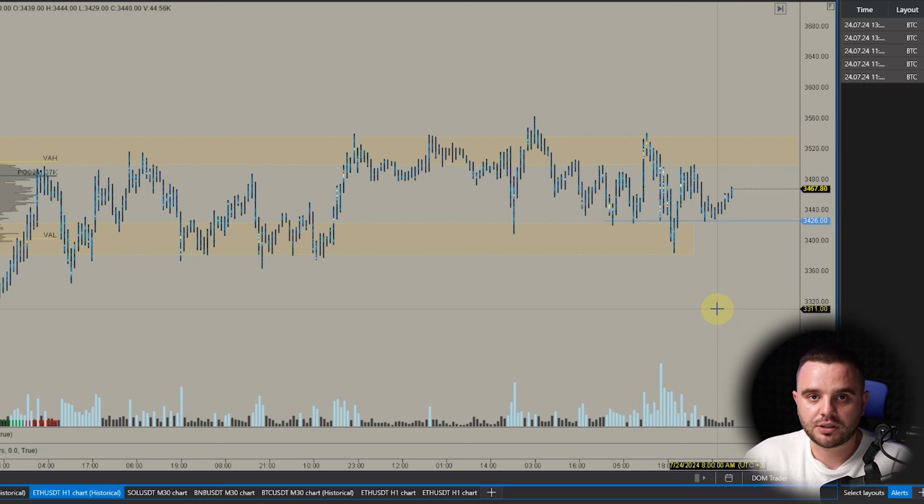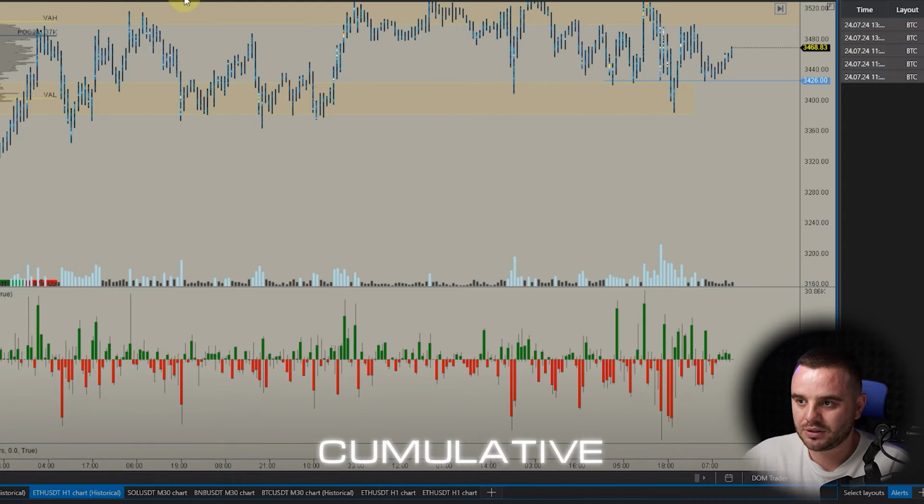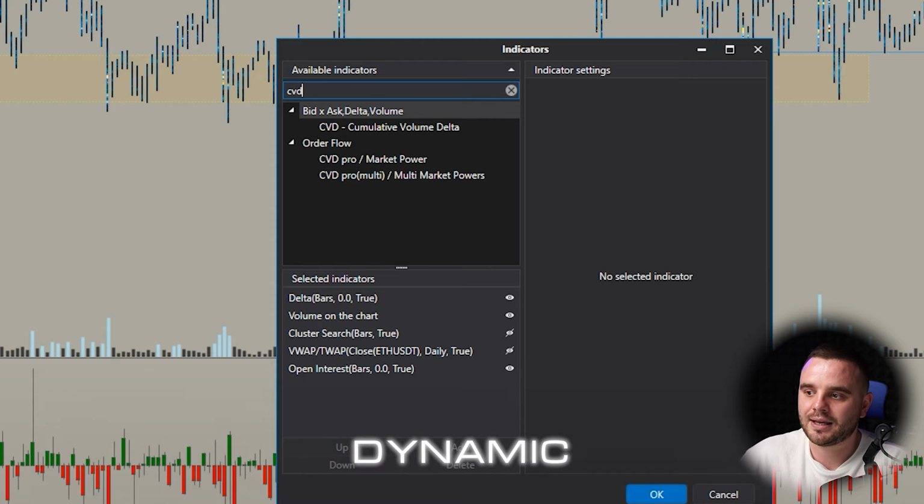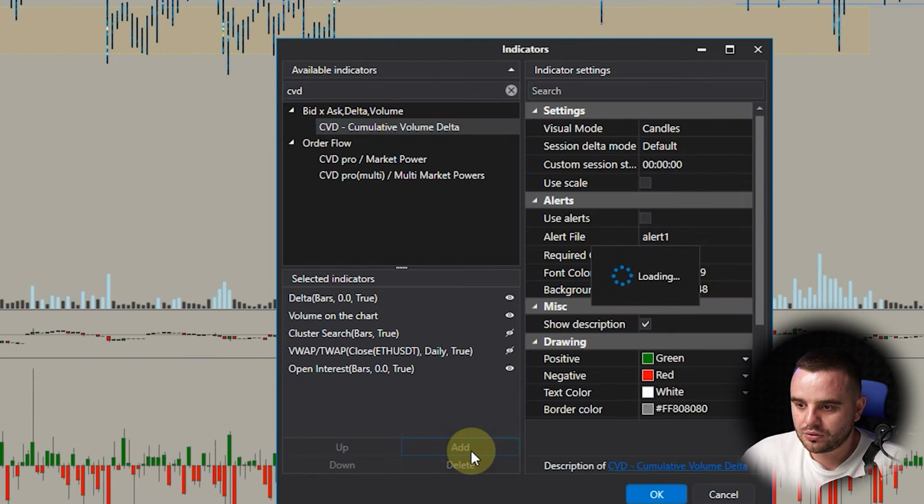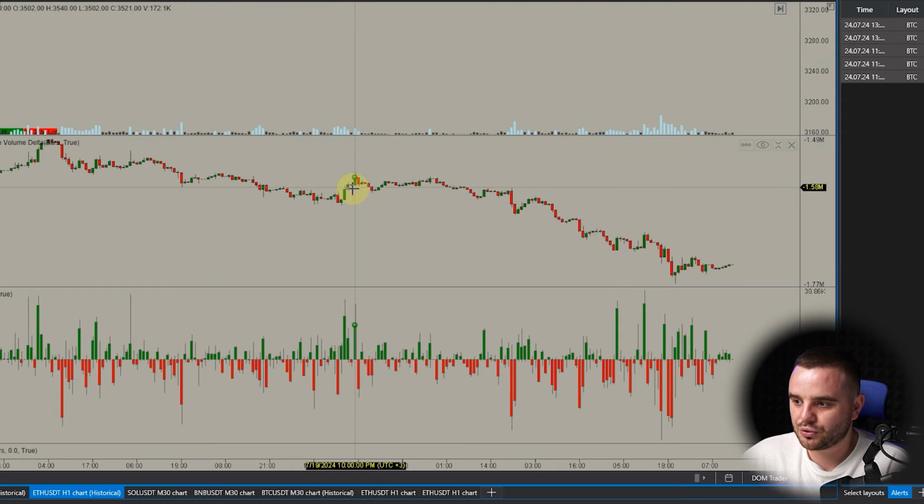Before I share with you how I use it, one more question that's really important: the difference between delta and cumulative delta. Honestly, I use only the delta indicator. The difference is so simple: cumulative delta just shows you a dynamic. Delta shows you what's going on with volume for each candle, and cumulative delta shows you a dynamic.